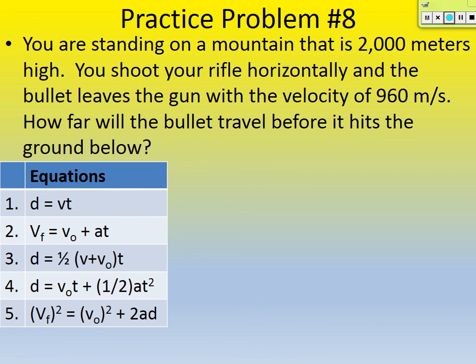All right, let's try another one. A little bit different here. Practice problem number 8. It says you're standing on a mountain that is 2,000 meters high. You shoot your rifle horizontally, and the bullet leaves the gun with a velocity of 960 meters per second. How far will the bullet travel before it hits the ground below?